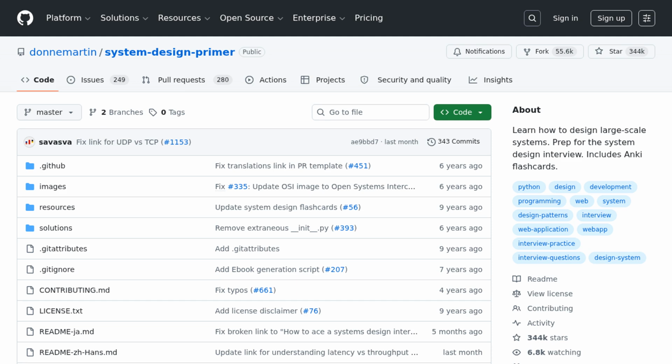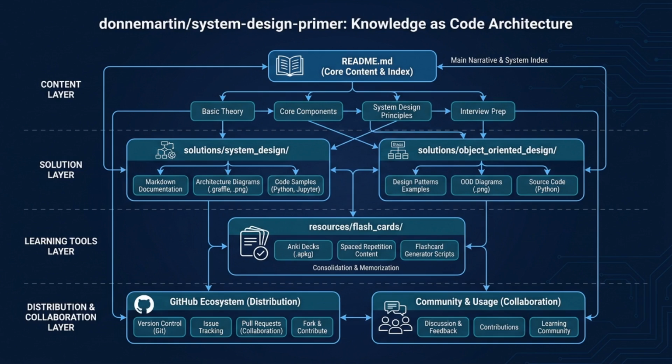The project's popularity is just staggering. It has accumulated over 344,000 stars, with more than 260 added in just the last day alone. With over 55,000 forks, it's become a foundational text for a whole generation of software engineers. This shows a clear and persistent demand for organized, high-level technical knowledge.